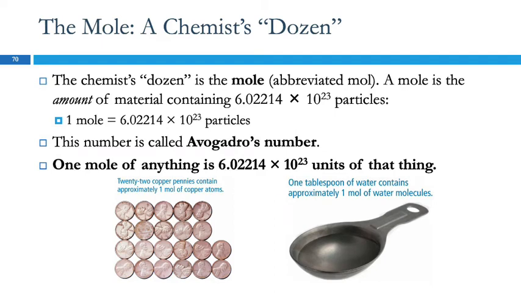A mole is a usable quantity of stuff. Okay, 500 atoms, you're not going to be able to see them. But if you have a mole of copper atoms, that would be about 22 pennies. You can hold those in your hand, right? Big enough to see, small enough to hold in your hand. A tablespoon of water is about 1 mole, 6 times 10 to the 23rd molecules of water. So this is a counting unit that is useful for the sizes of samples that we deal with.